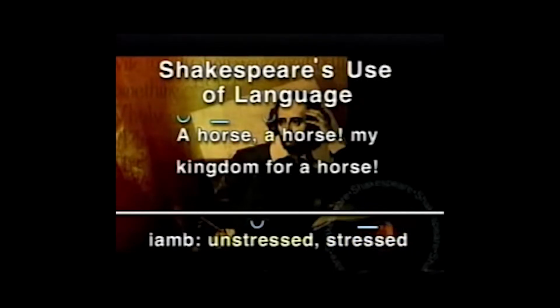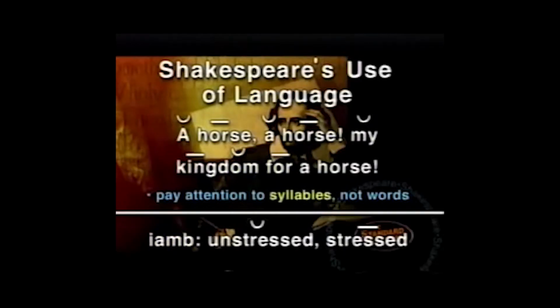The next syllable, unstressed, is followed by horse, which is stressed. It's like déjà vu. This is another iamb. The same holds true for the rest of the line. My king is an iamb, and so is dumb for. Notice that we're not concerned with where words begin or end. This is all about syllables. And then it's back to a horse for our final iamb. Now you can see how this line of poetry gets its rhythm from all these terrific iambs.